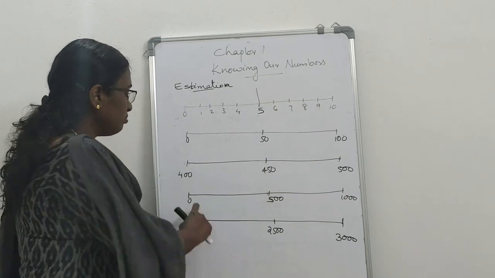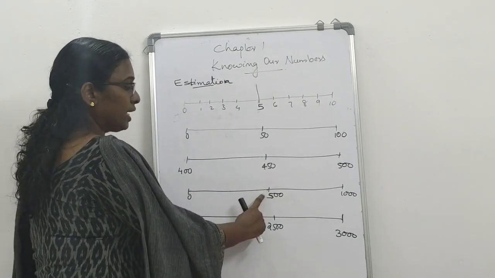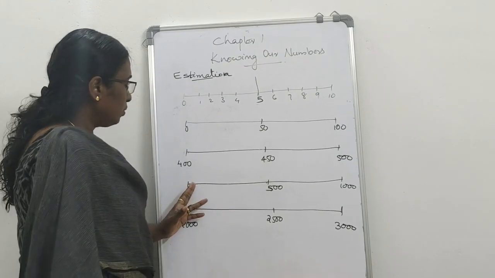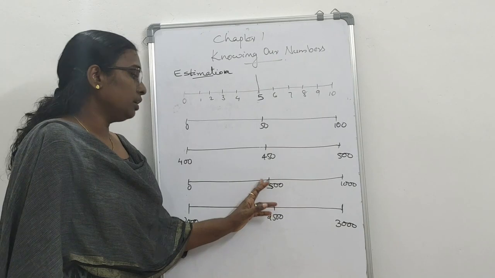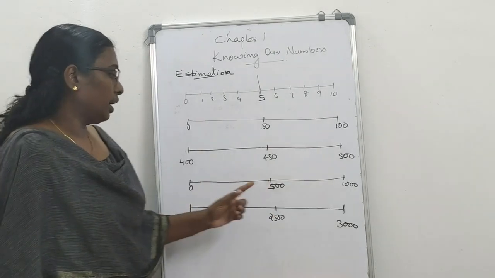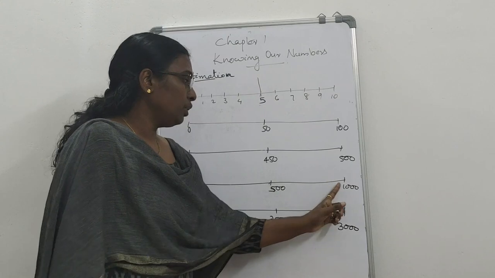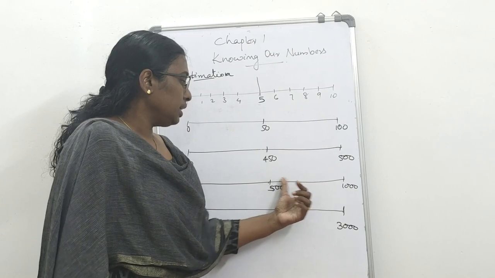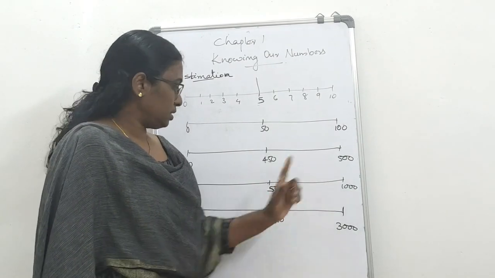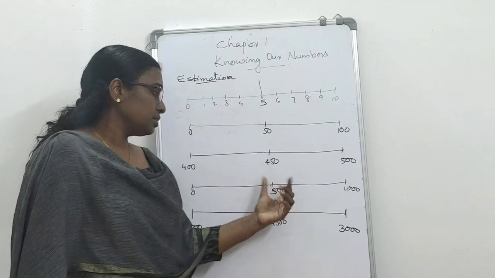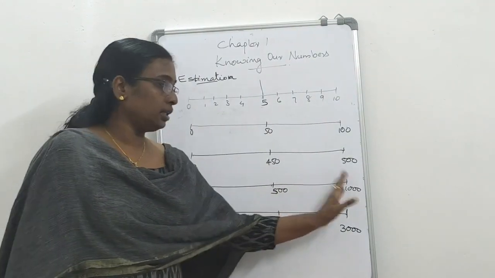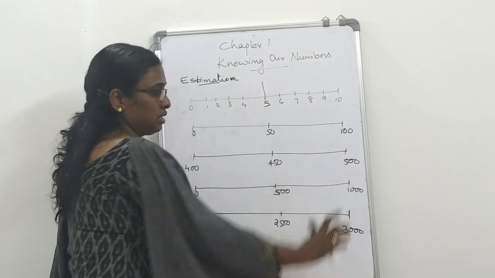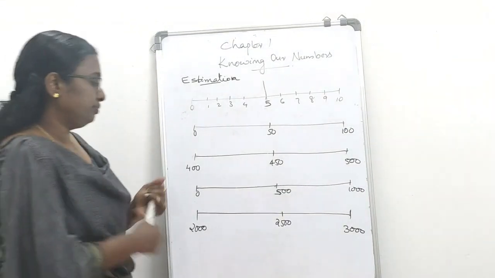Similarly, the numbers from 1 to 499 are closer to 0. So 1 to 499 round off to 0. And 501 to 999 are closer to 1000. So these are rounded off to 1000. 500 is equidistant from 0 and 1000. So it is common practice to round it off to 1000. Okay, clear?